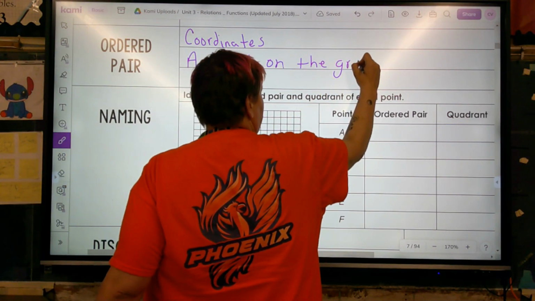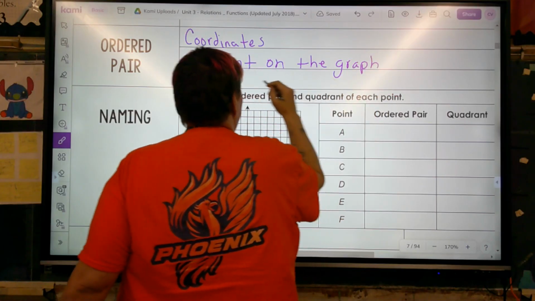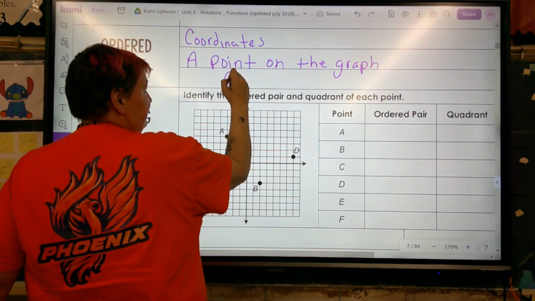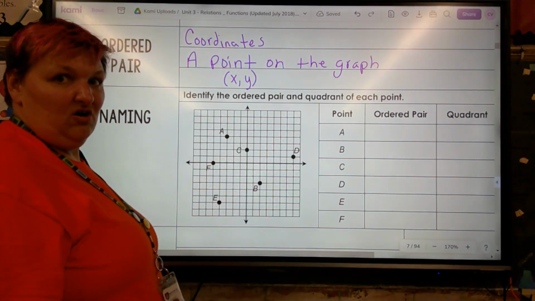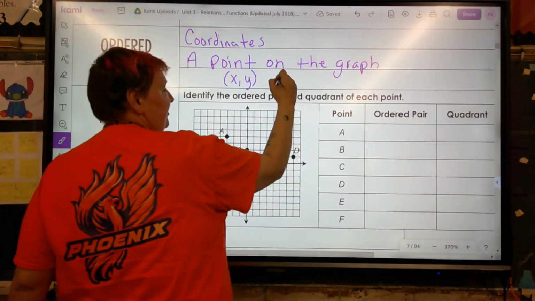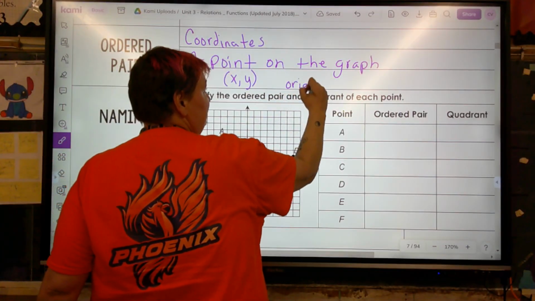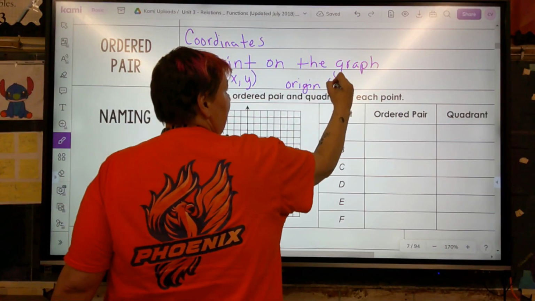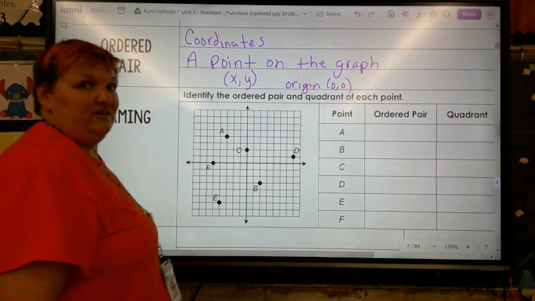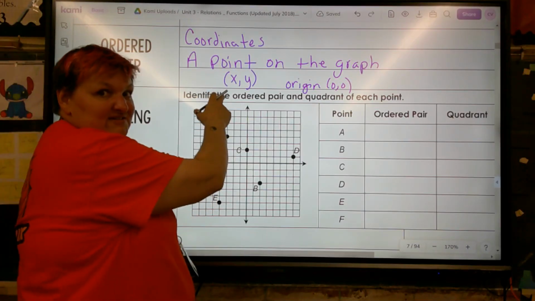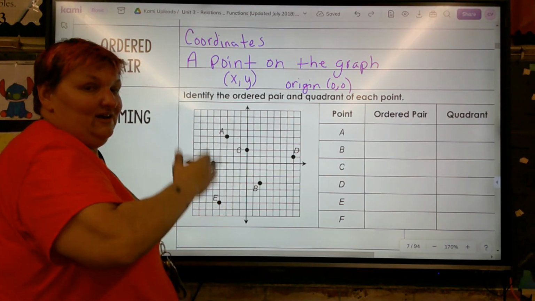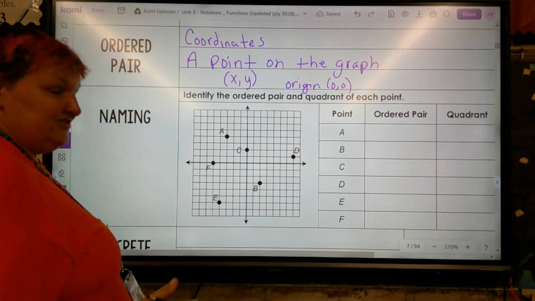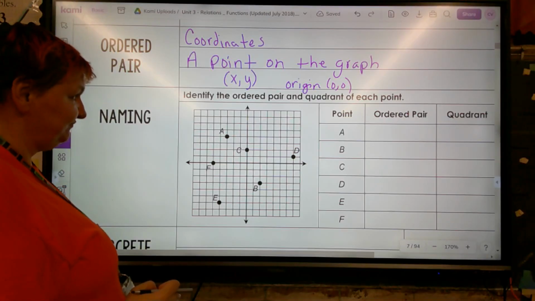right? It's just a point, and it's always, always, always parenthesis x comma y parenthesis. Just like the origin. Remember the origin, the center, 0, 0. It's always x on the left, y on the right. Always, always, always. And if you can remember that, you save yourself a lot of drama. Alright?